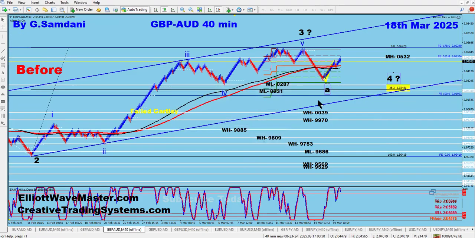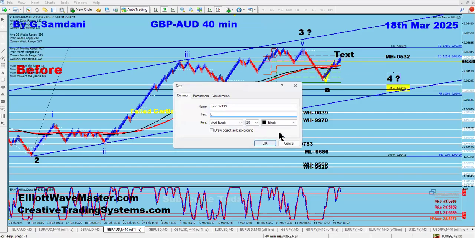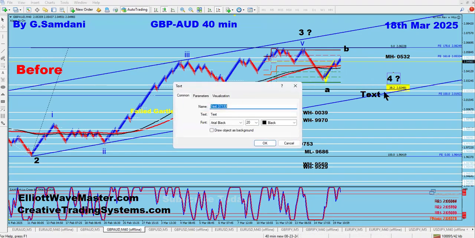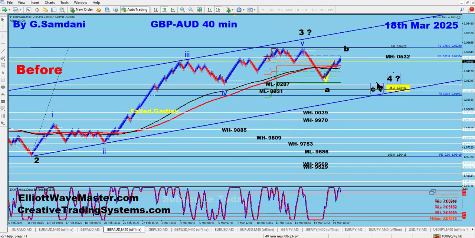I'm going to reduce the size. And then this could be serving as B, right? Maybe a little bit more here, but this is probably going to stop in this area, 0532. And then we can come down here into this area around 38% for wave C, right? And then wave 4 will be finished in this area. And then we're going to go to the upside.